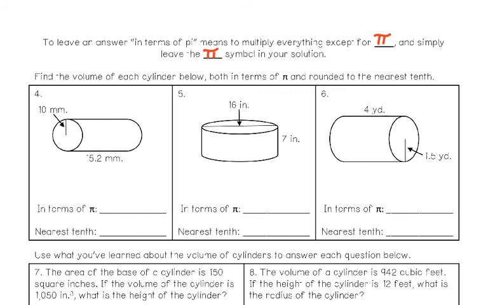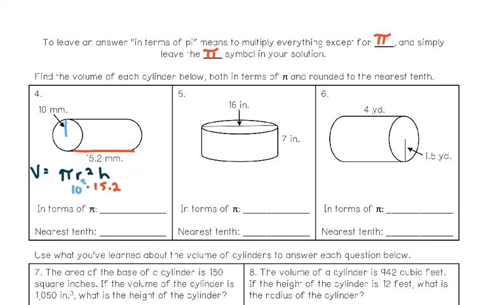I'll show you what I mean by looking at example 4, and I'm just going to work this one out for you. I know the volume of a cylinder is pi r squared times the height because I'm finding the area of the base and multiplying it by the height. I know the radius is 10 since it's given to me. And I know that the height is 15.2 millimeters since that's the distance between the 2 circles.